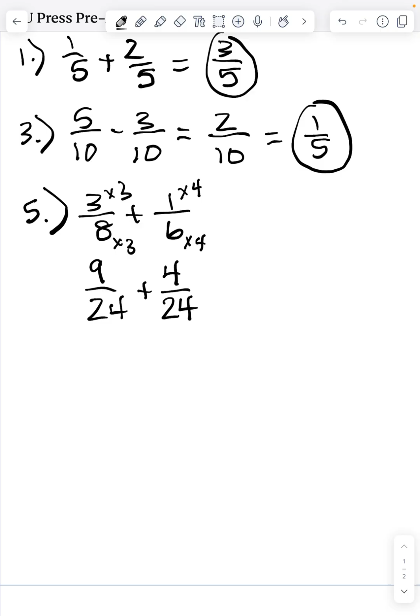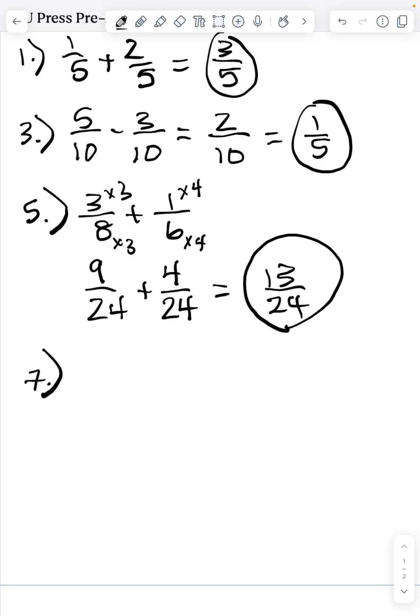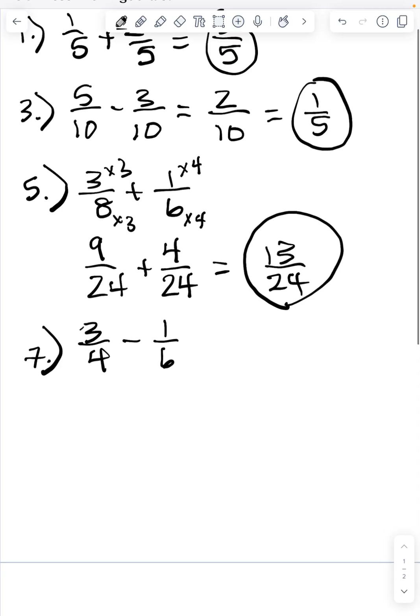So now we have common denominator of 24. So we'll add the numerators. 9 plus 4 is 13/24.